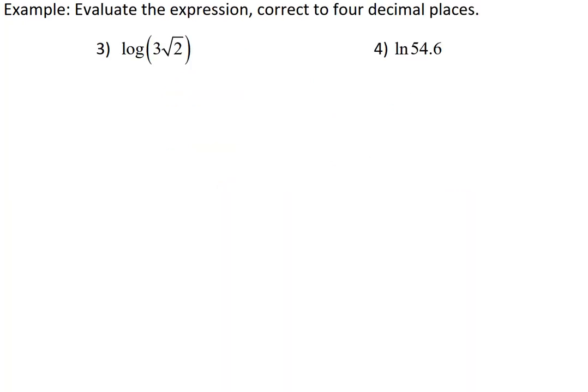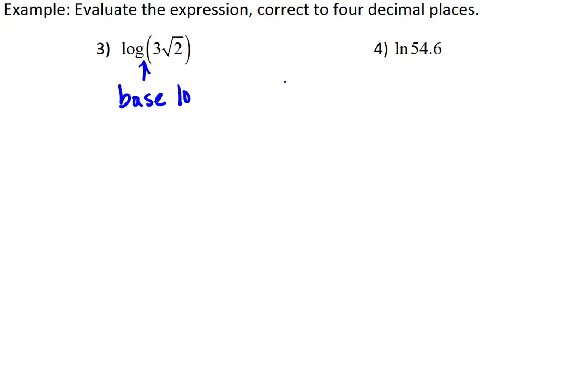For our next example, we want to evaluate the following expressions correct to 4 decimal places. The first example reads log. Now notice, when it says log, there is no base written as a subscript of log. If you go back to our definitions, that means it's automatically base 10, just because, again, nothing's written there, and that's what we assume with that notation. So really, this is log base 10 of 3 times the square root of 2.